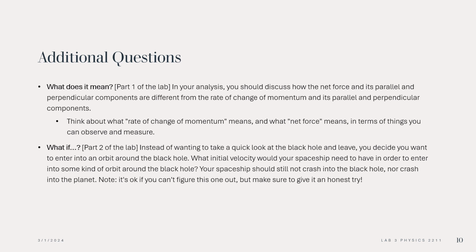Part 2 with the what-if question: instead of taking a quick look and leaving, you decide that you want to take an orbit. Your initial velocity has to be exceptionally fast, much faster, because you're just going in a circle. Your initial velocity is keeping you in, and you're just following the curve. So, pretty standard stuff.